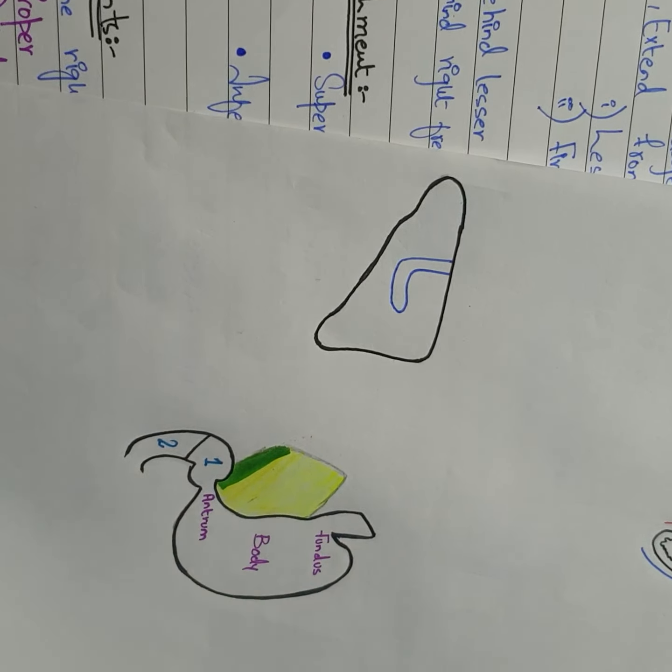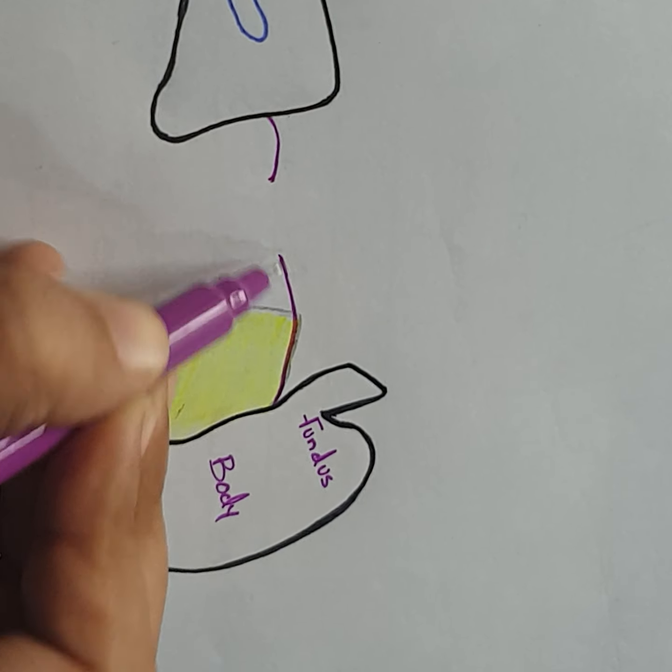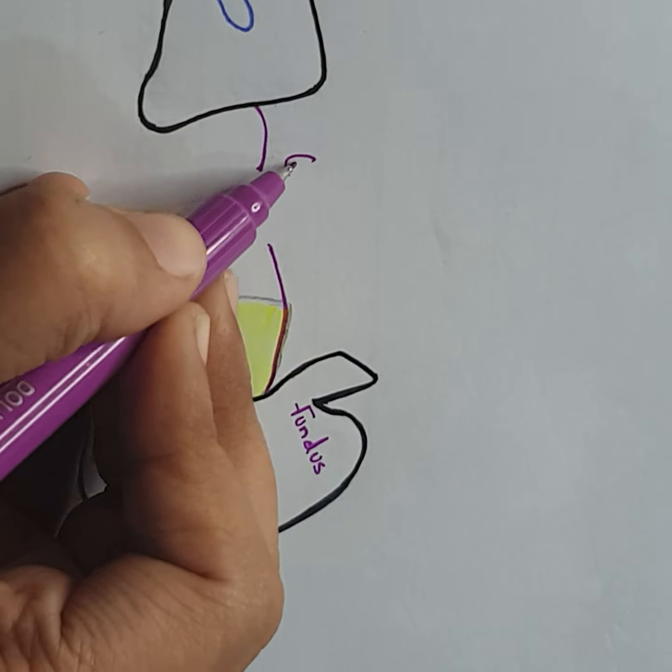But what is the green part? The portion of lesser omentum that extends from the liver to the lesser curvature of stomach is called the gastrohepatic ligament. From the liver to the lesser curvature of stomach is called the gastrohepatic ligament or hepatogastric ligament.